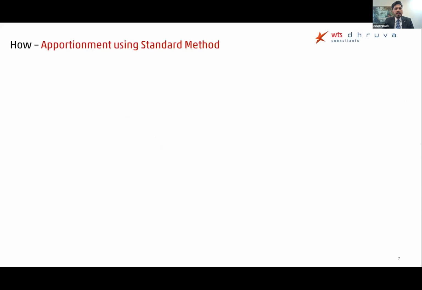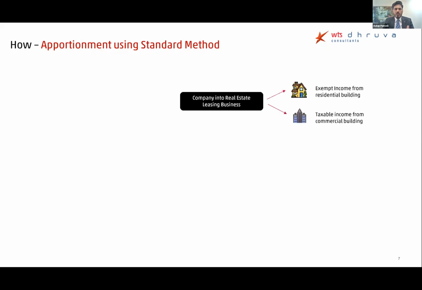Okay. Next is how do you do apportionment using the standard method. So this slide is basically numbers, how do you perform the working, what exactly percentage you come to, and how do you apply it. So in this example, the company is into real estate leasing business.